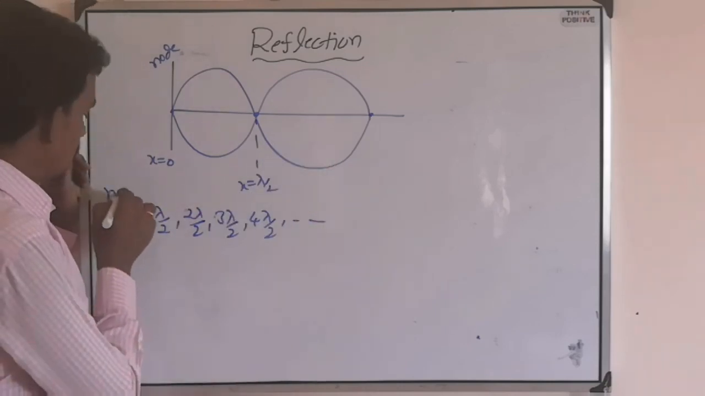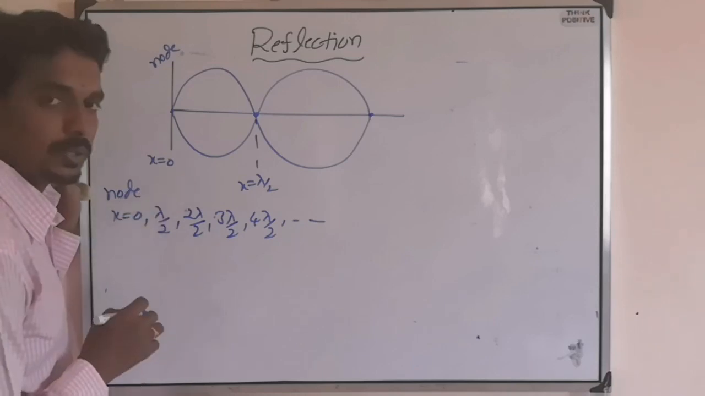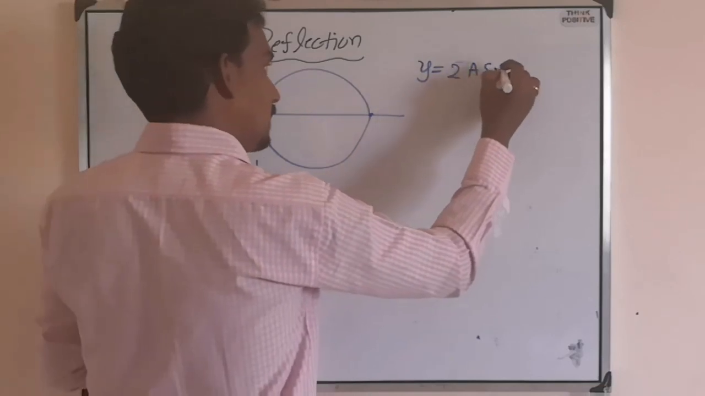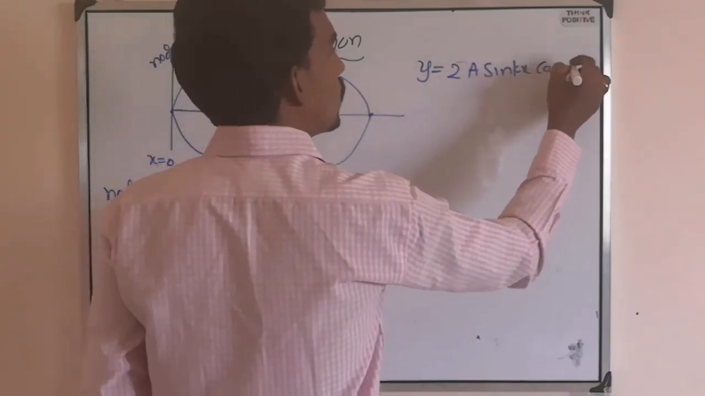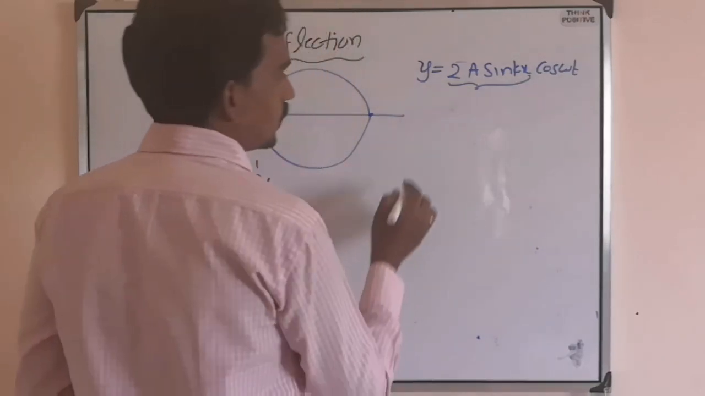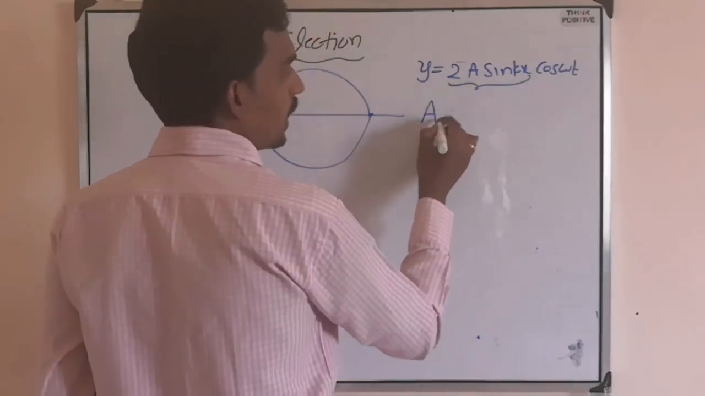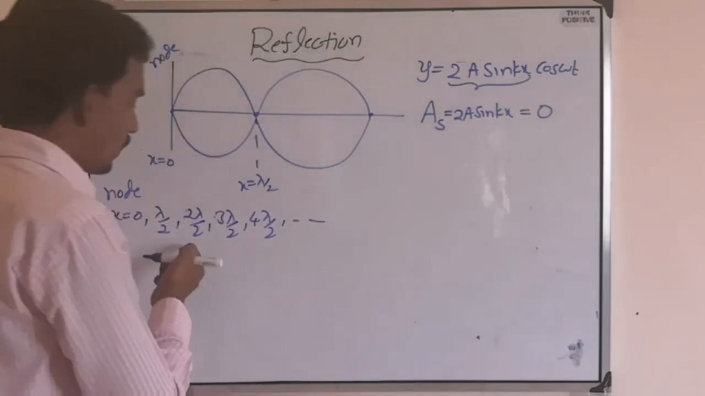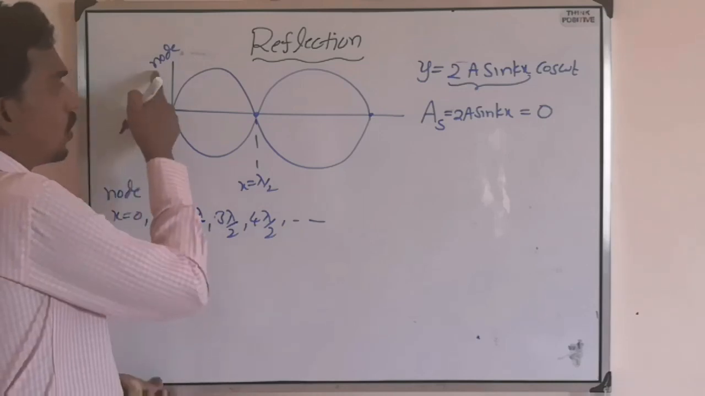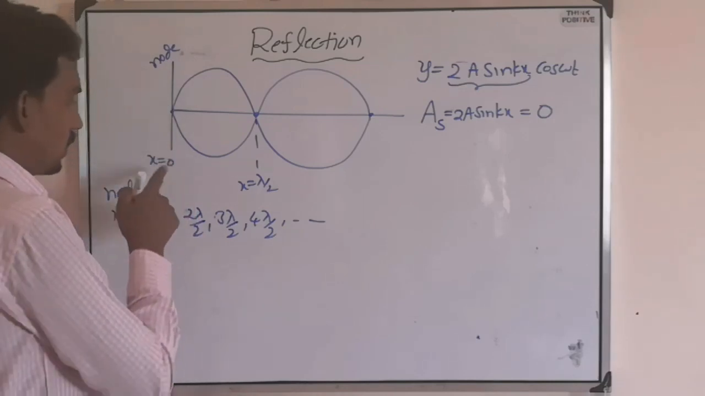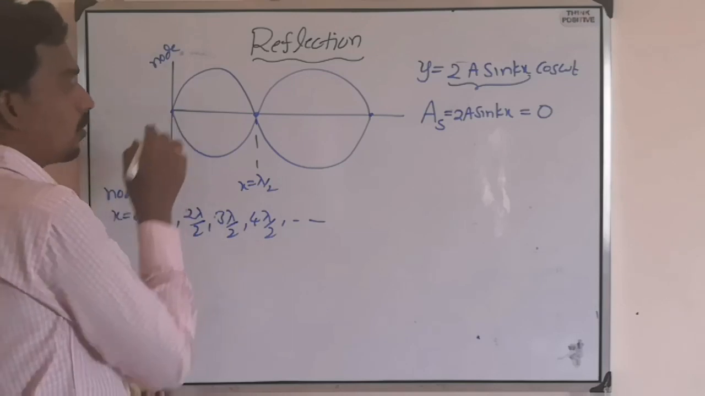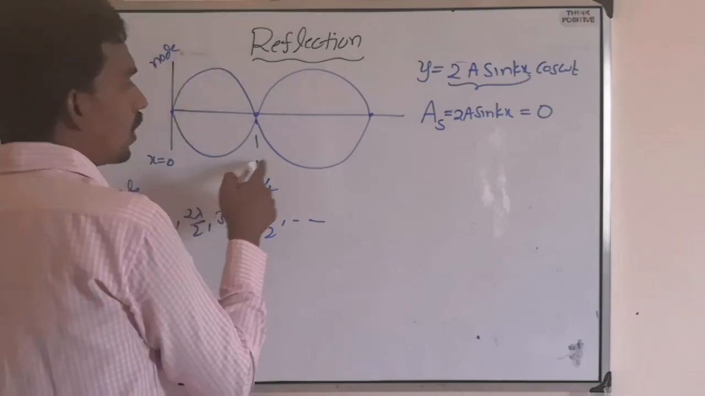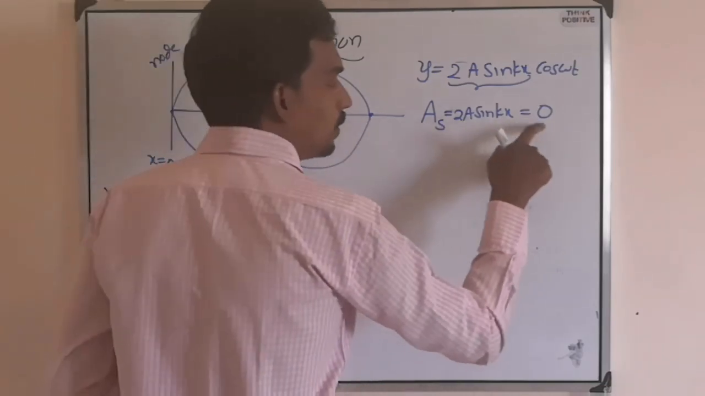What is the position? Node. Node means amplitude is how much? 0. So what is the equation we got? 2a sin kx cos omega t. Here this is the amplitude. The amplitude of standing wave is 2a sin kx. Now this should become 0, because node means amplitude is 0. So for what positions of x will the amplitude become 0?